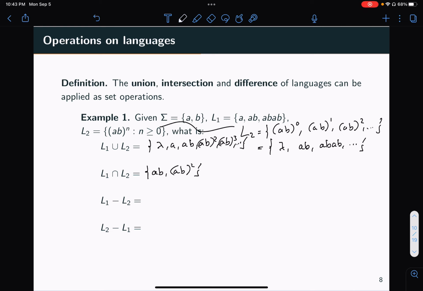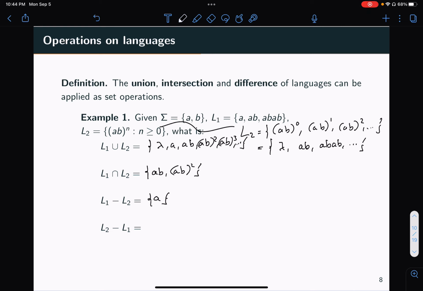Excellent. So now, what happens if I take L1 minus L2? Remember what this means. It means that I remove from L1 all the strings that are in L2. So if I remove from L1 all of the strings that are in L2, then I have to remove AB from L1 and AB^2 from L1. So then all that I'm left with is the singleton language {A}.